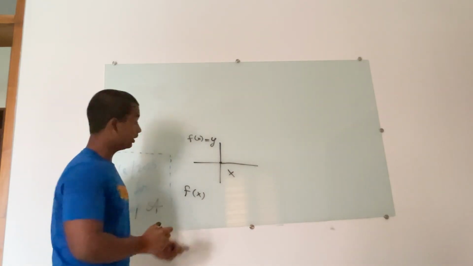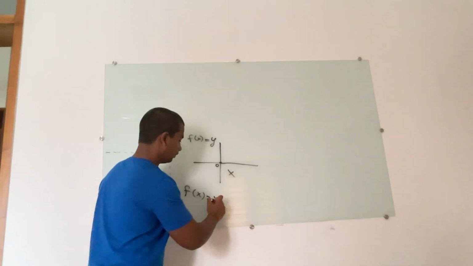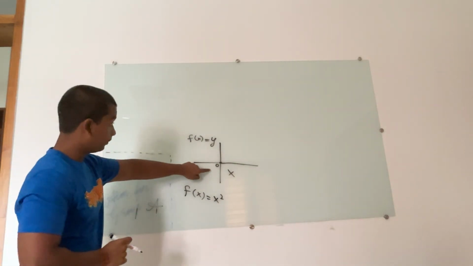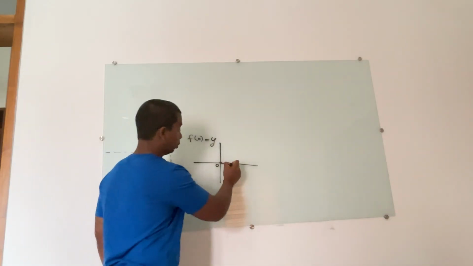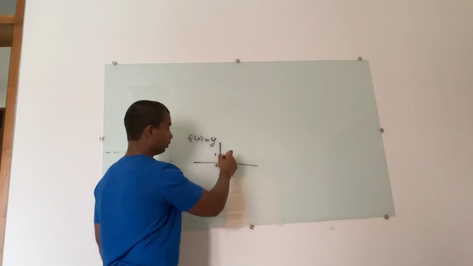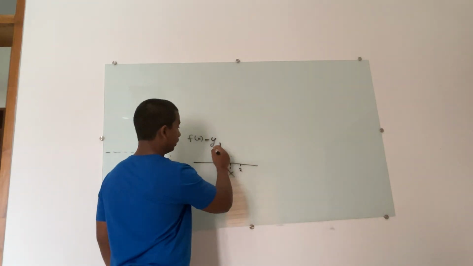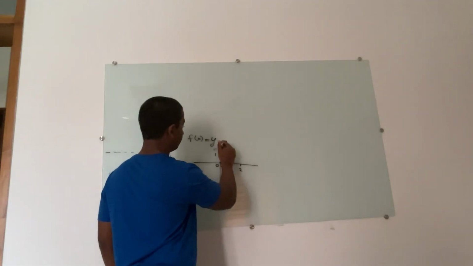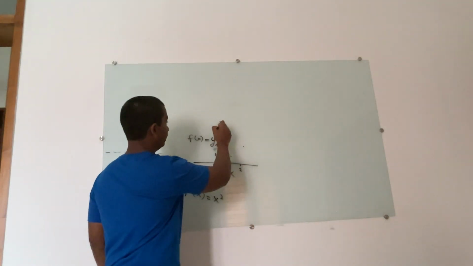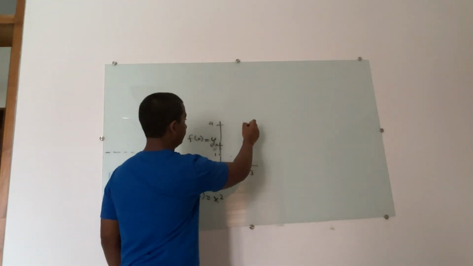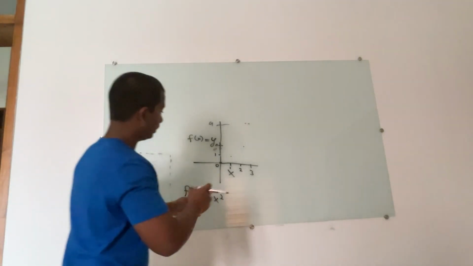If I have f of x equal to x squared, then at 0, y would be 0, because 0 squared is 0. At 1, the function would read 1, so that's the next point. At 2, the y-axis would read 4, and 3 would read 9, and so on. This is not drawn to scale, but you can guess what happens in the middle.